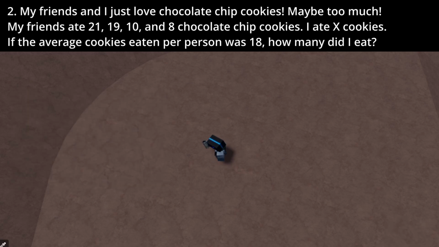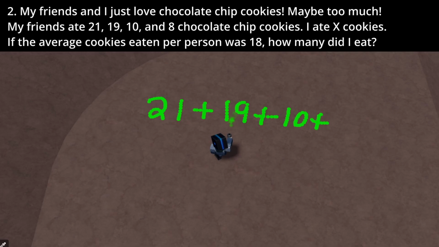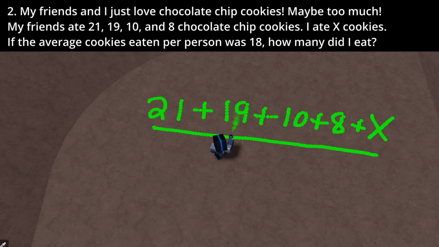So let's do that. Let's first sum up all the numbers of cookies that I and my friends have eaten. So that's 21 plus 19 plus 10 plus 8 and then plus X, because we don't know how many cookies I ate. And we have to divide by the total number of numbers there are. Here there's 5 numbers, 21, 19, 10, 8, and X. And what do we know about this? We know that this is equal to 18. And now we have set up an equation that we can use to solve for X.